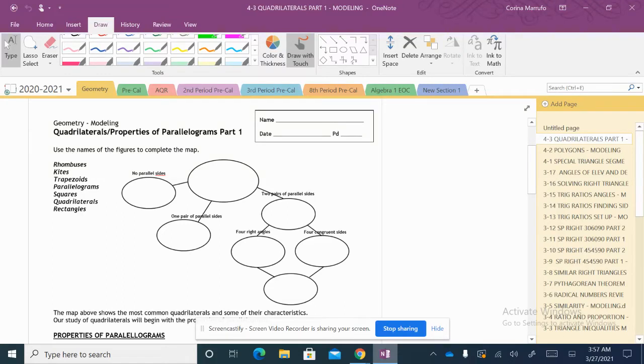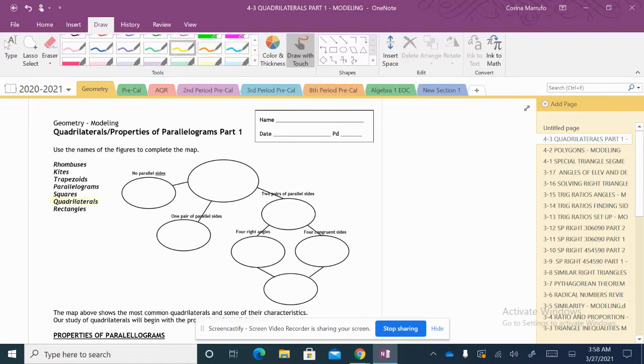Alright, so for our next lesson, we're going to be covering quadrilaterals and the properties of parallelograms, part 1. So here we have rhombuses, kites, trapezoids, parallelograms, squares, quadrilaterals, and rectangles. Those are all the four-sided figures that we have, because that's what quad means. Your most basic type of quadrilateral, or four-sided figure, that's what we start with, is quadrilaterals.